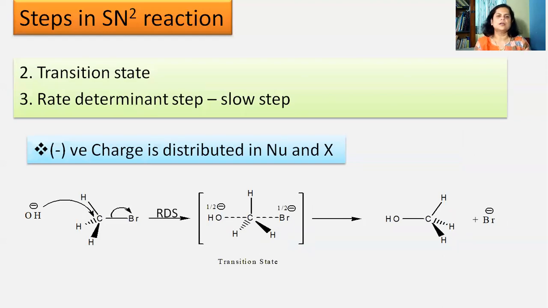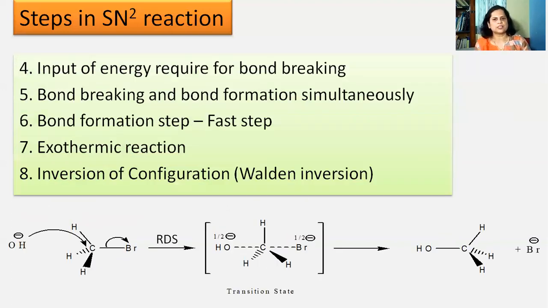In the transition state, five groups are present on one carbon atom: three hydrogens and two negatively charged groups, Br and OH minus. The negative charge is partially distributed between the two nucleophiles, OH minus and Br minus. It is a highly energetic, very unstable state, and that is the formation of the transition state. So for the formation of the transition state, what is required? The breaking of the bond between the carbon and Br. So an input of energy is required for the breaking of the bond between the carbon and Br.